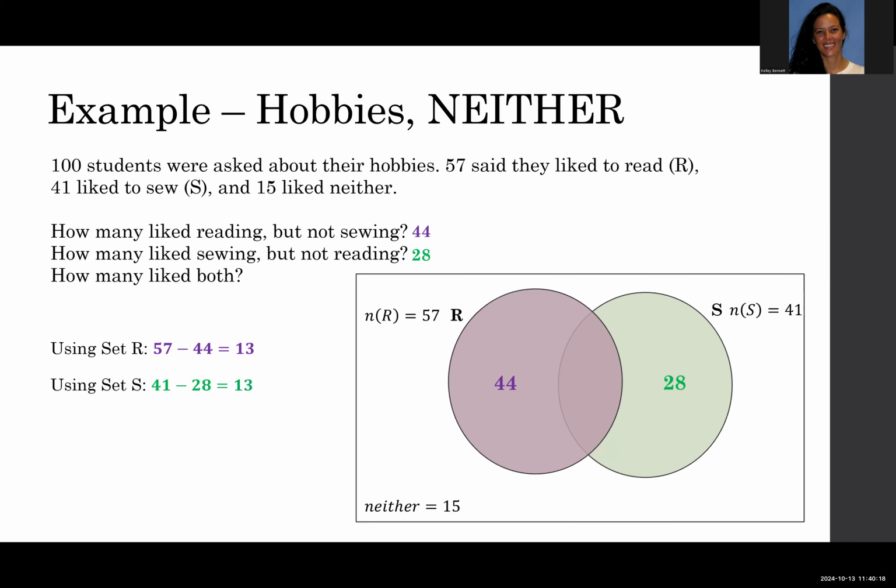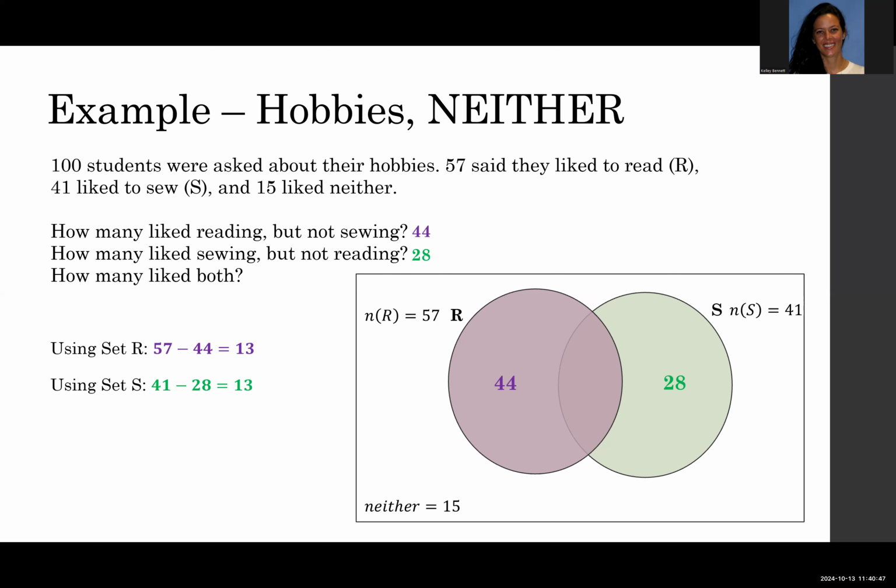You could also use set S. So we know that the totality of set S, the cardinality of set S, is 41. 28 is that outer piece. So if I subtract 28 from 41, then 13 is what's left over. That has to be what goes in the intersection. And notice we got the same answer, which is good because it should be. This is how we're computing the intersection in various different ways. So they should all be 13.